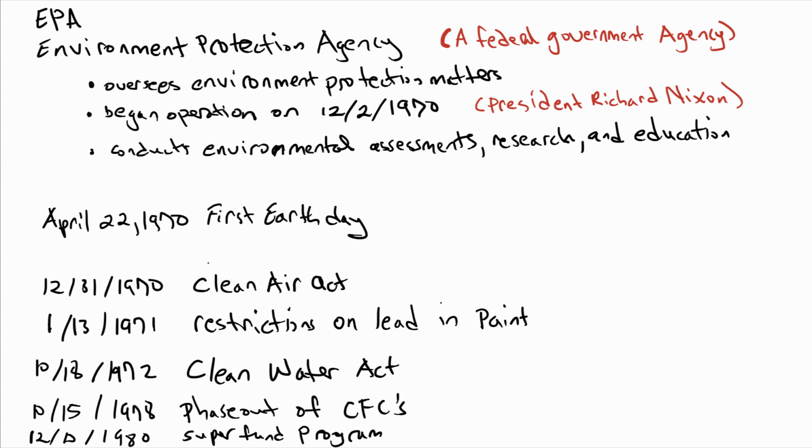1970, the first Earth Day, 1970 Clean Air Act, and 1971 restrictions on lead in paint. 1972, the Clean Water Act. 1978, phase out of CFCs, and we'll talk about this later. These are chemicals that are used as propellants that were found to be harmful to the ozone layer. 1980, the Superfund program, that's to basically clean up toxic sites.